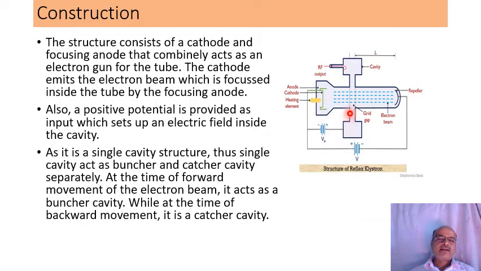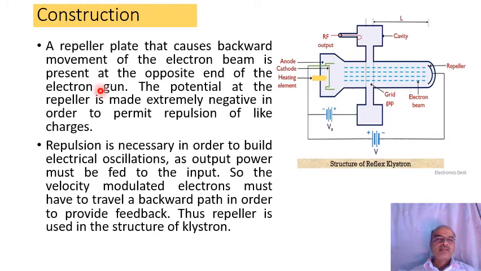So at the time of forward movement, meaning electrons moving from this side to this side, it acts as a buncher cavity, and when electrons repel back, it acts as a catcher cavity, meaning electrons are repelled back from this repeller. The repeller plate causes backward movement of the electron beam, and generally a more negative voltage is provided to the repeller.